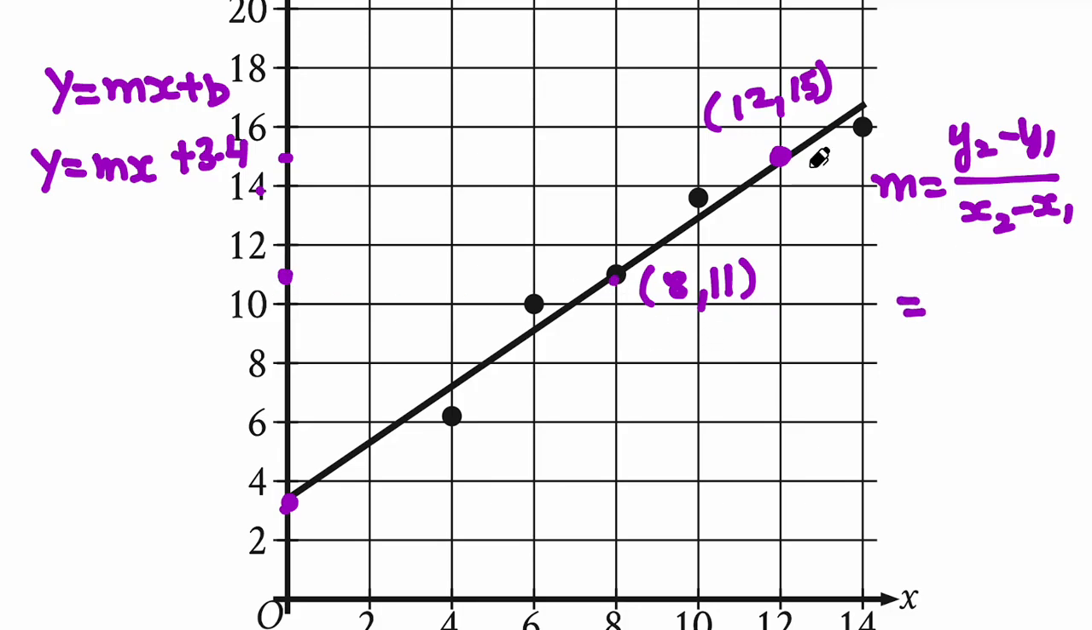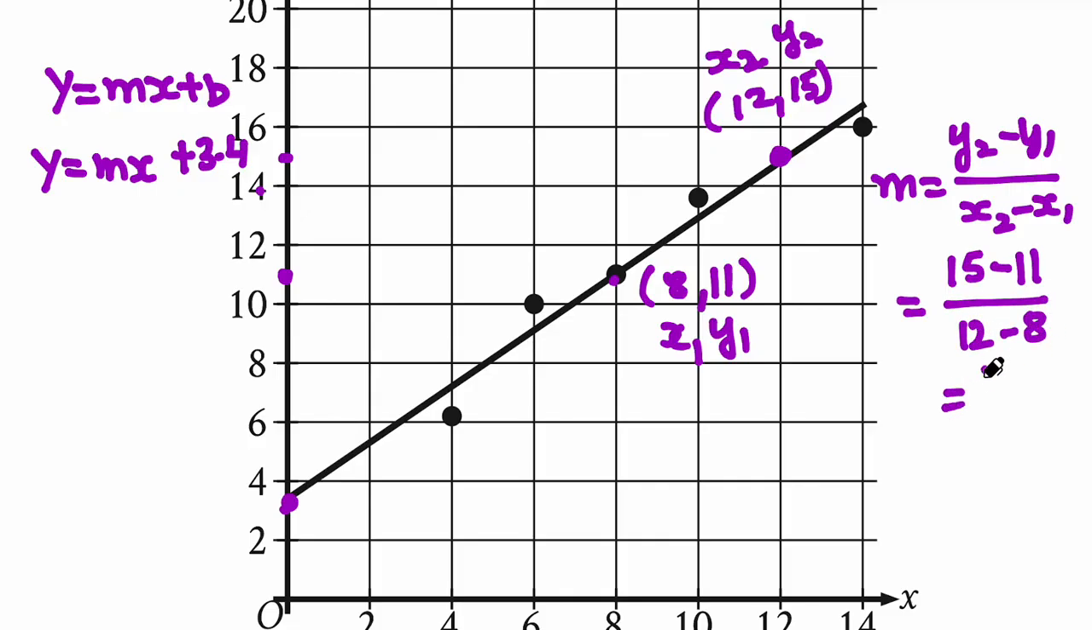Now I will apply. This one is x2, and this is y2. This one is x1 and this one is y1. So y2 minus y1 over x2 minus x1. So that is 4 over 4. That means the slope is 1. See, what if the slope is 1? Okay, let's see, y is equal to x plus 3.4. This is what we guessed, right?